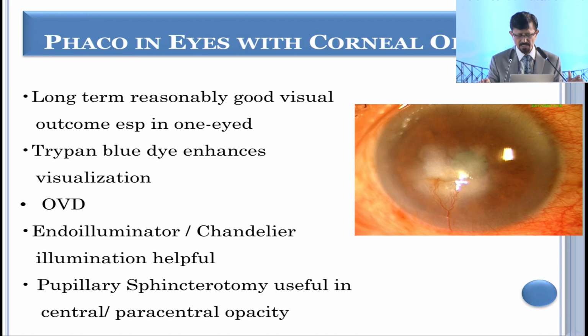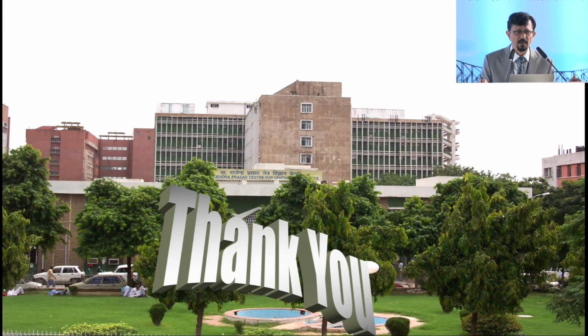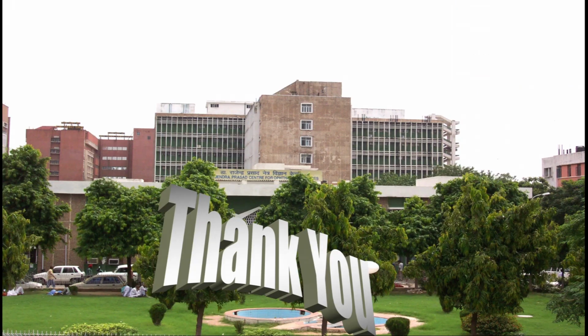So in conclusion, if we have an opacity or a haze in the cornea, the basic idea is to enhance visualization in order to do a cataract surgery. Trypan blue dye, use of dispersive viscoelastic on the surface. As I said, trypan blue dye for a longer period. OVD on the surface, endoilluminator, chandelier illumination, all these things are very useful tools in making life easier for the phaco surgeon. Thank you very much.